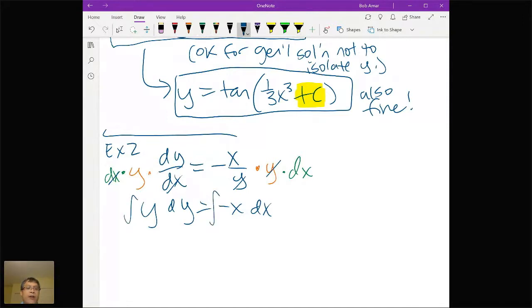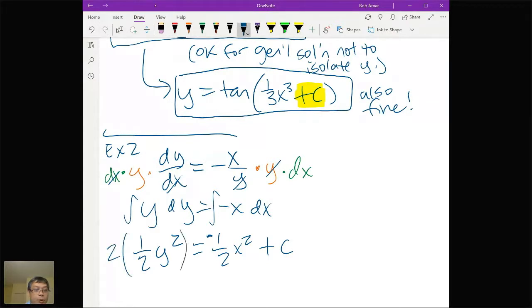And thankfully, this is pretty good. If we could have gotten some worse functions here to integrate. This is 1/2 y squared equals 1/2 x squared, and then I'm going to put that plus c on before I forget. Okay, this is our general solution. Now, I want to point out something that's kind of interesting. If I multiply this equation through by 2 on both sides, then technically I get y squared equals, it would not be, Perla wouldn't be wrong.